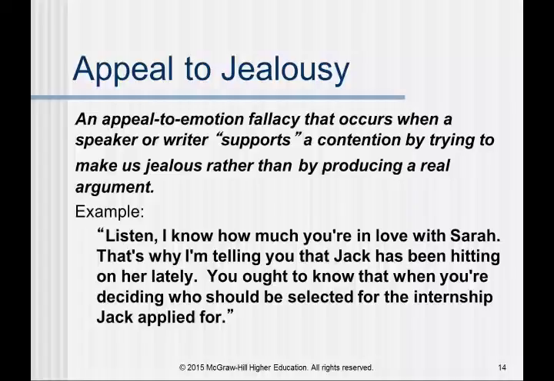So here's the example here. Listen, I know how much you're in love with Sarah, and that's why I'm telling you that Jack has been hitting on her lately. You ought to know that when you're deciding on who should be selected for the internship, Jack applied for it. What's going on here is I'm not trying to make you envious. It's not like there's a bunch of things that you should want for yourself. I'm trying to make you jealous in the sense that you want to get back at Jack.